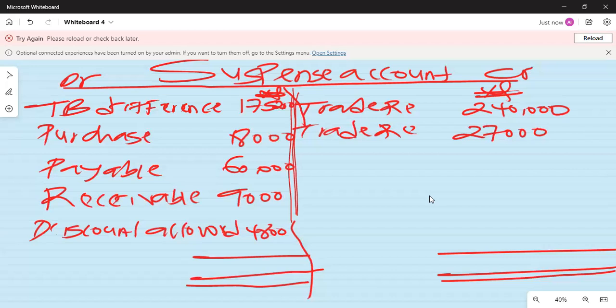Trial balance should agree. So please, Mr. Akim, now help me to add the debit side. All right, Mr. Joshua, help me to add the credit side, please. The two of them should be the same. If it is not the same, it means that there's a mistake somewhere.